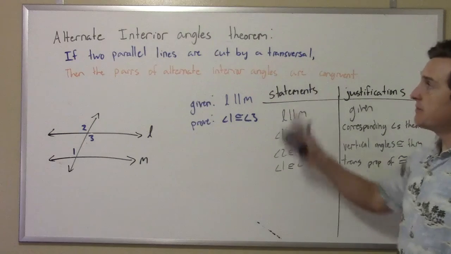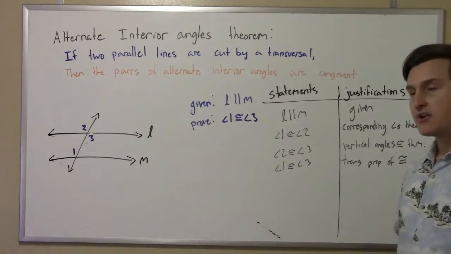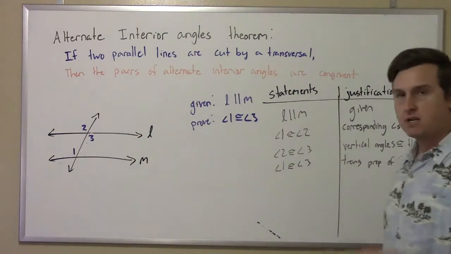We're going to do something very similar on the next proof for the alternate exterior angles. It's almost the same proof, so come back for that one.